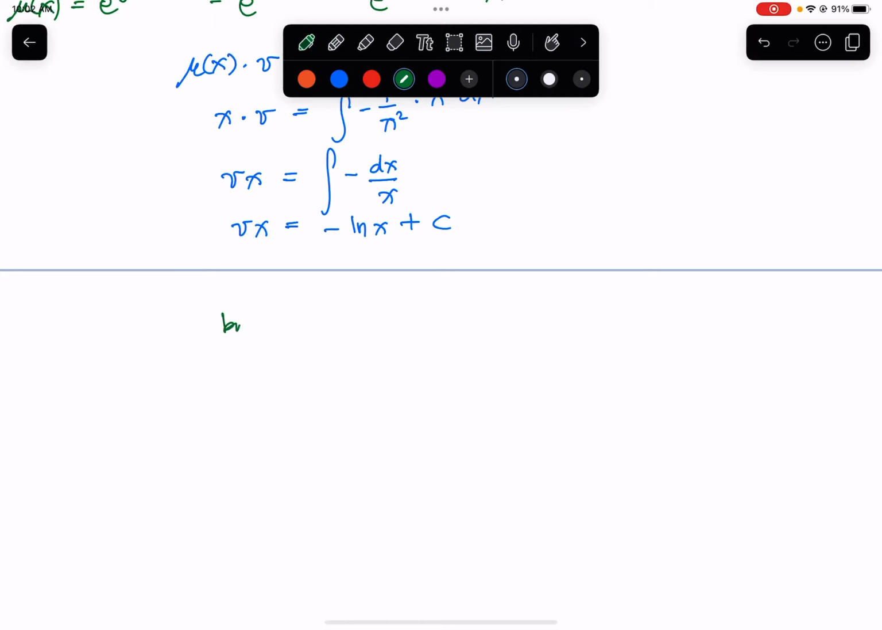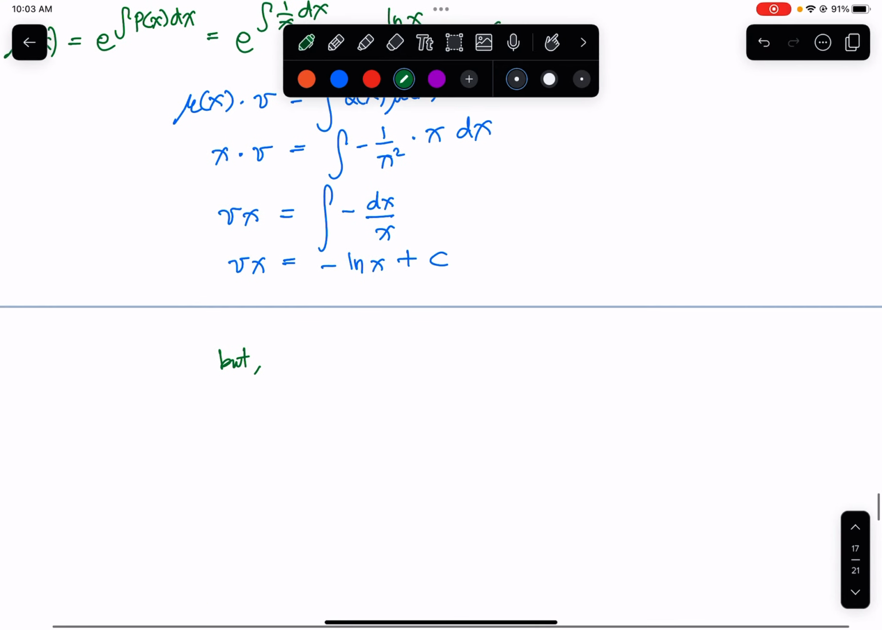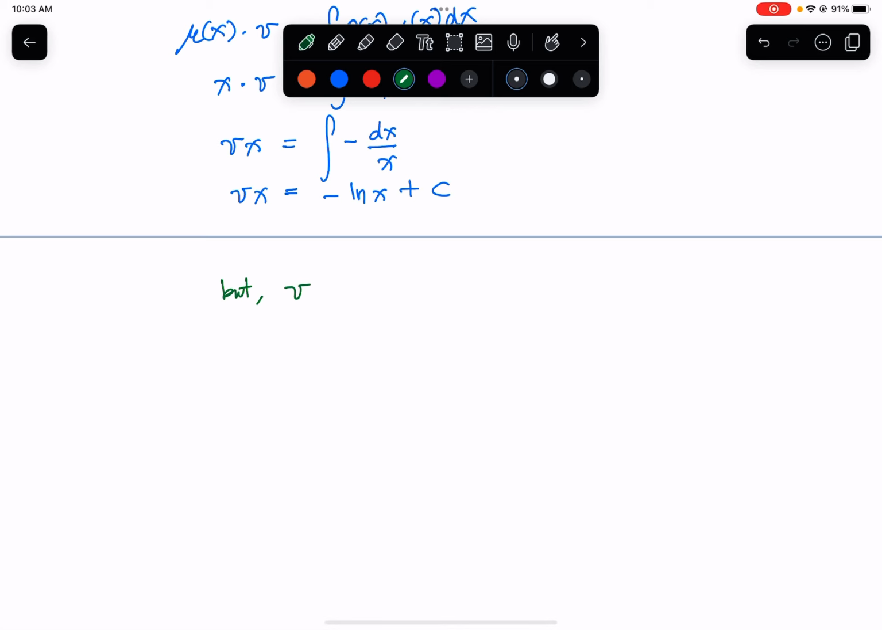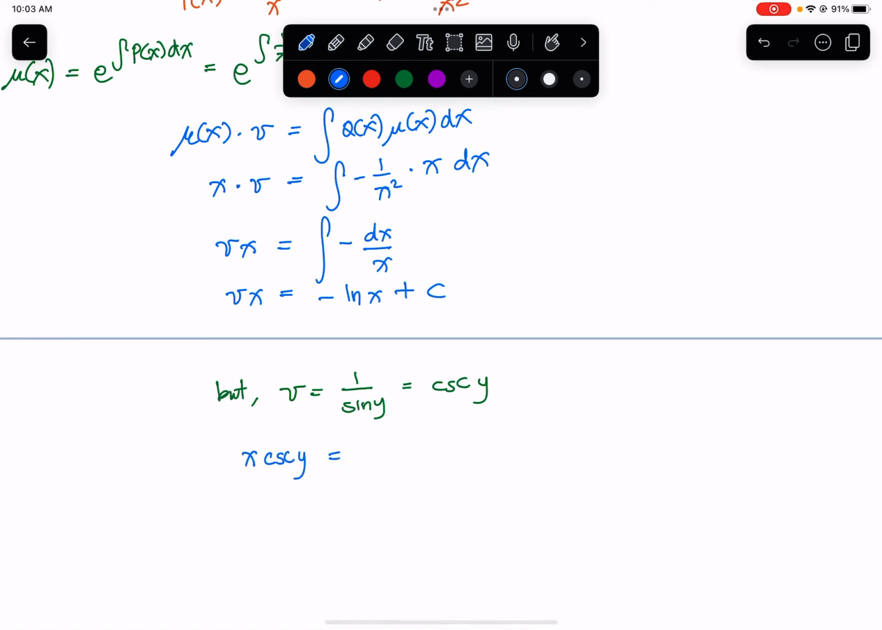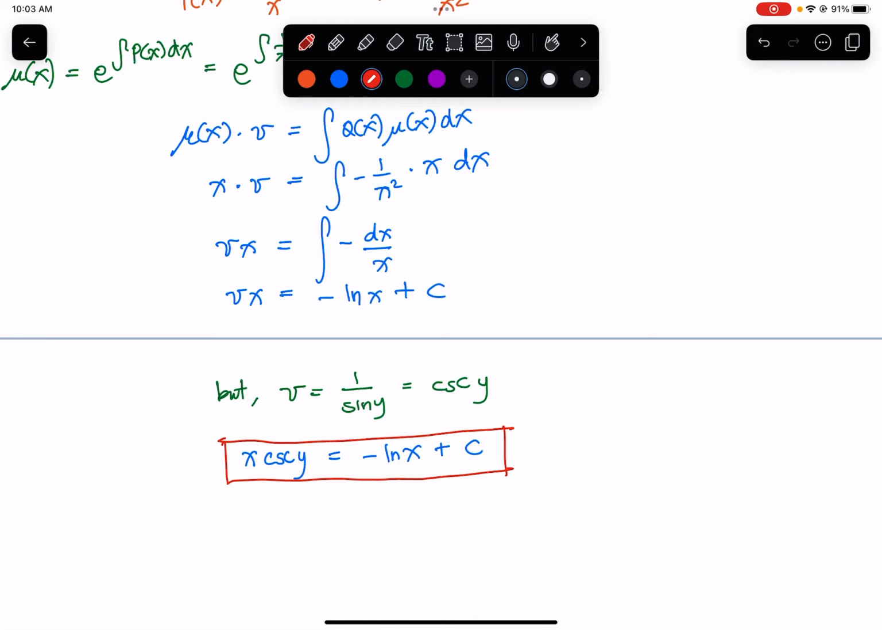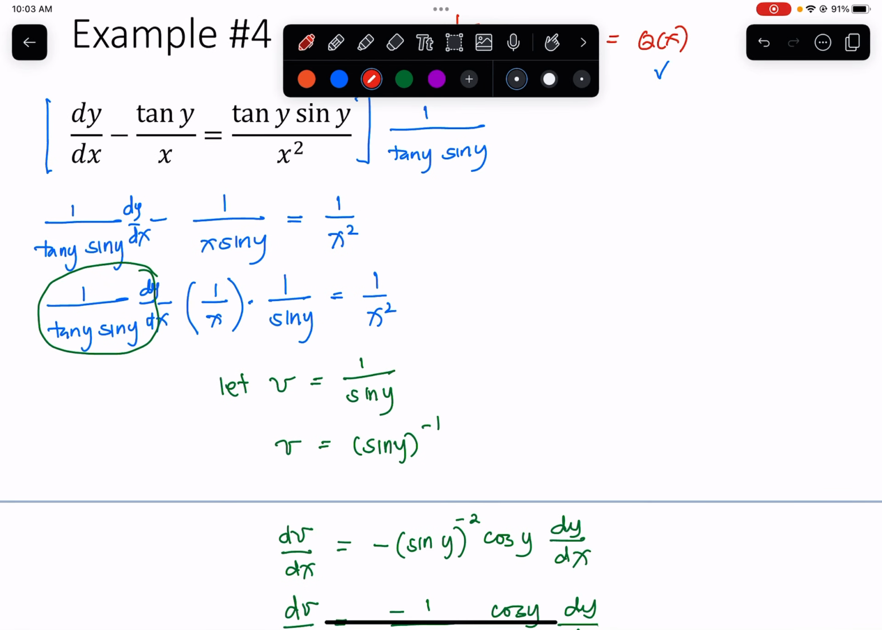But then we have the value of v, which is 1 over sine y. Or if you want, we can make it cosecant y. So, simply put, v is cosecant y, so it's just x cosecant y is equal to negative ln x plus c. And that's our example number 4, Bernoulli's equation with a trigo function.